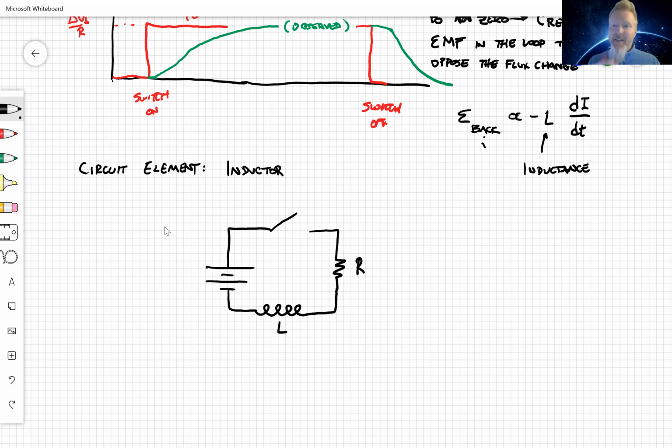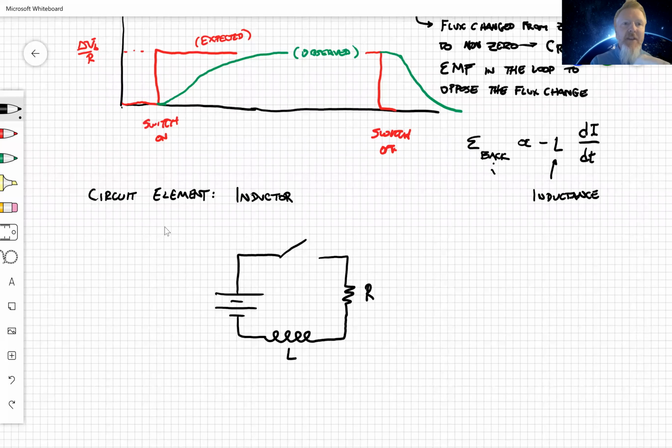Stop!" And it kicks a back EMF up, which prevents the current from just jumping up, right? Because look at this red line up here. If I took a look at this and I said, what's the slope of that line right there? It's infinity, right? It changes. It's a step function, right? It starts at this and then it goes to this. It's like infinite slope. Of course, you can't have that.